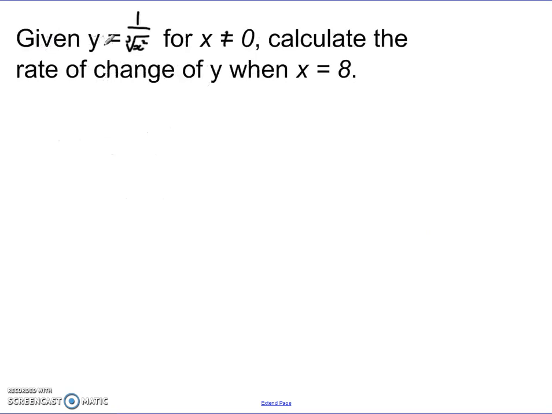So imagine given y equals 1 over cube root of x squared for x not equal to 0, calculate the rate of change of y when x equals 8. So it's the same sort of question. First thing we have to do is take the derivative, then we substitute the value in.